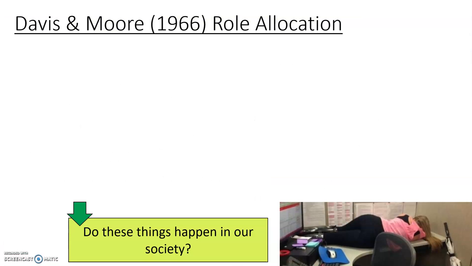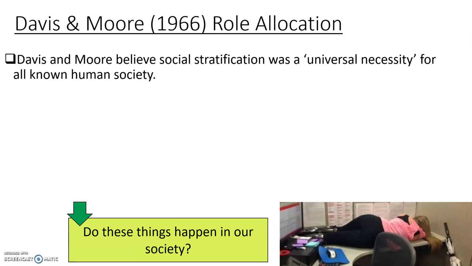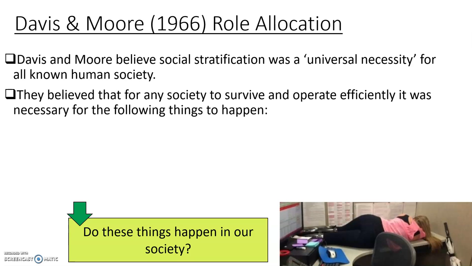Davis and Moore came up with the idea that social stratification was necessary for society to work. They believed that for any society to survive and operate, it was necessary for it to have 4 key things. Think about whether these things happen in our society. The first one is that all roles must be filled. We can't have everyone doing the really desirable roles and not doing the less desirable roles. All roles need to be filled.